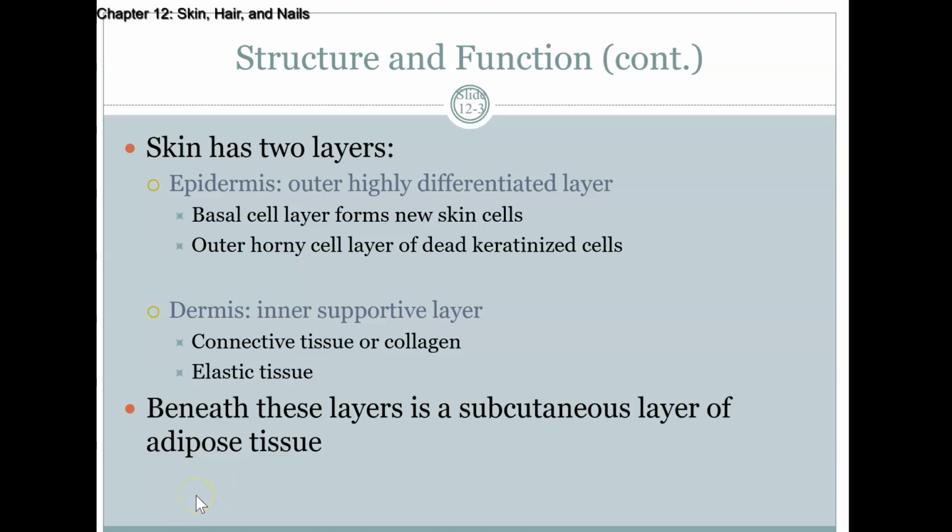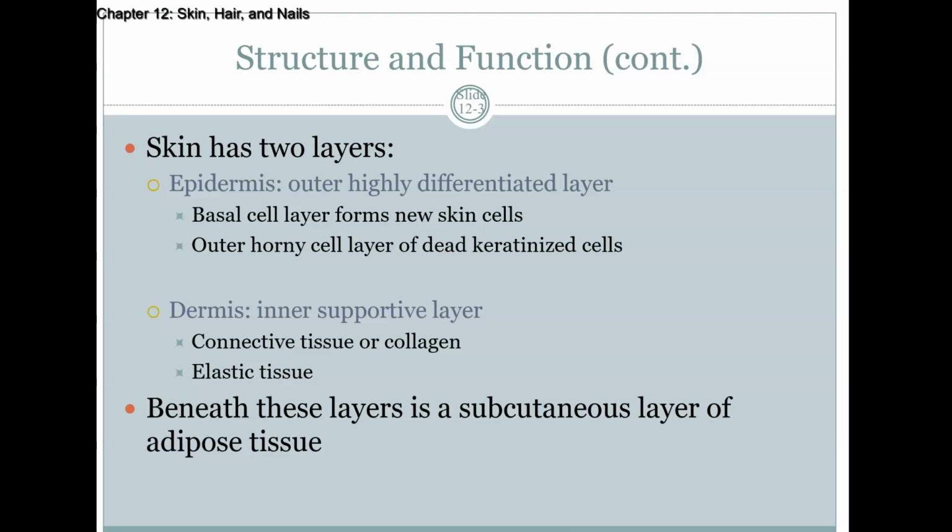The skin has two layers. The two layers that the skin has, the first is the epidermis. The epidermis is the outer, highly differentiated layer, and then it has the basal cell layer, which forms new skin cells, and the outer, horny cell layer of dead keratinized cells. So the epidermis, which is the outer layer of the skin, contains the basal cell layer, that is what forms new skin, and then the outer horny cell layer, which is actually the dead keratinized cells.